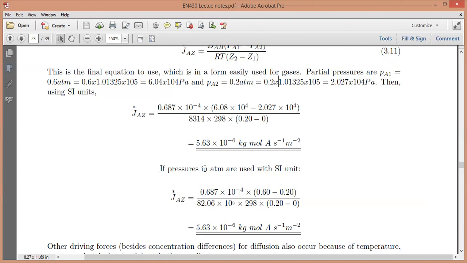So if the pressures in ATM are used with the SI units, then we have an answer with these. This also becomes our final answer, which is the same as this one anyway.